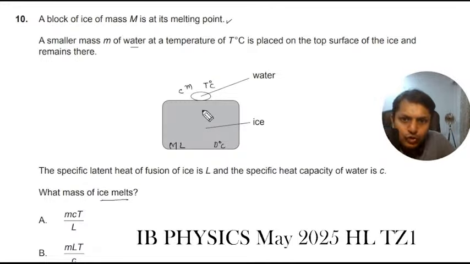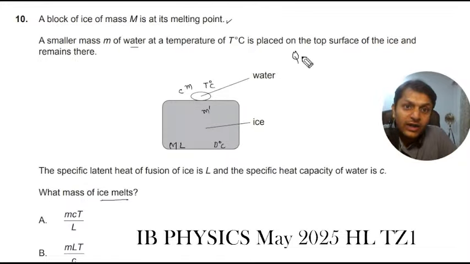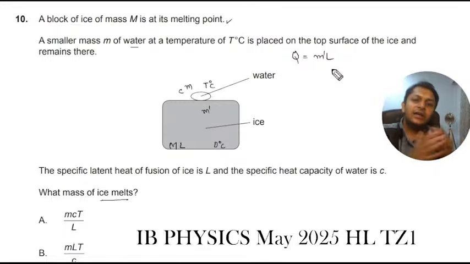Let us assume that m dash is the mass of the ice which is melted. So what is the heat required to melt m dash of the ice? That will be m dash into L, because it is already maintained at 0 degree ice. So we have to convert it into 0 degree water. We're not increasing the temperature. We are talking about latent heat.